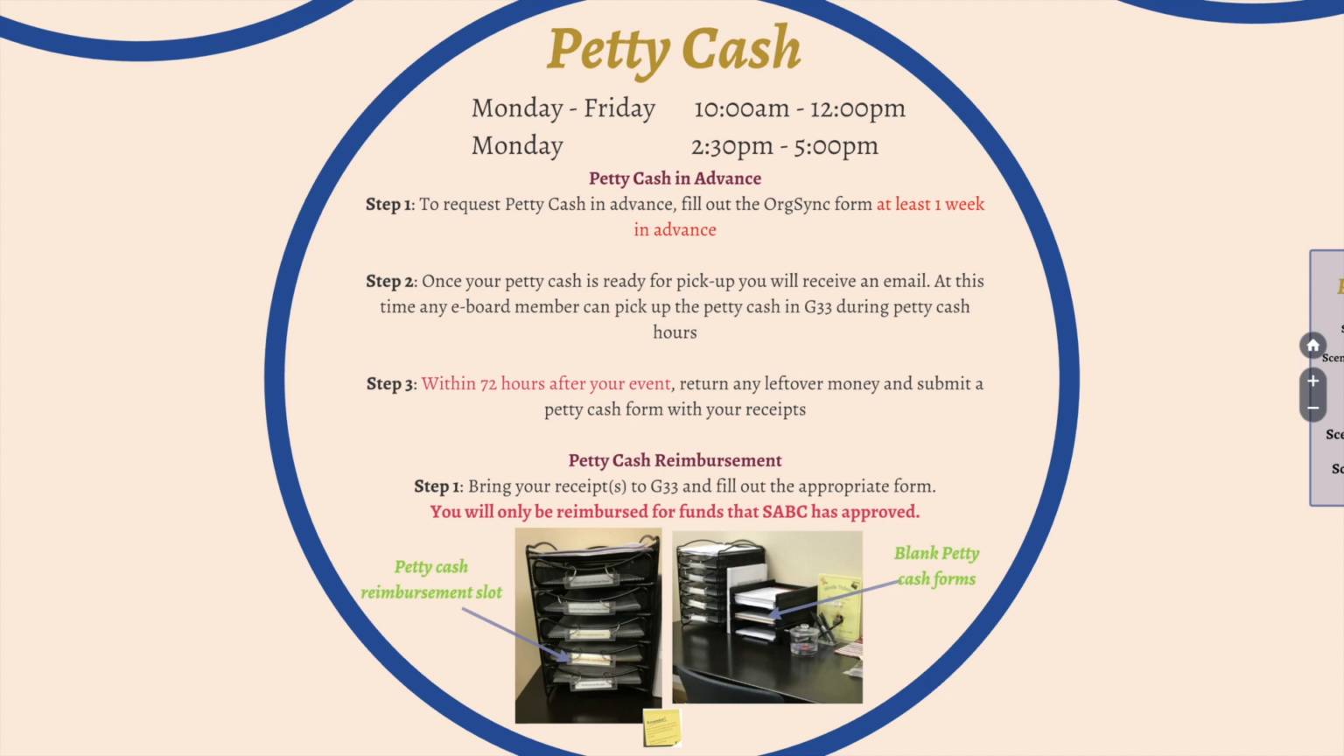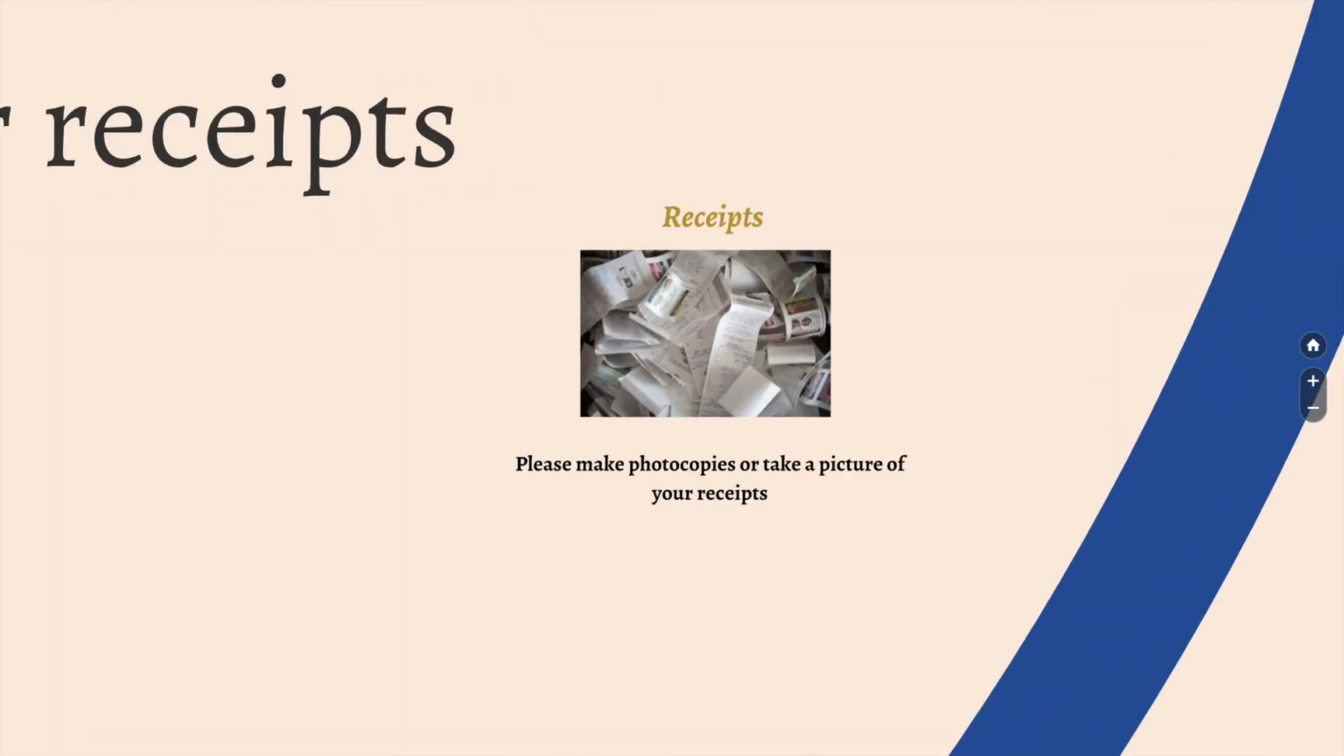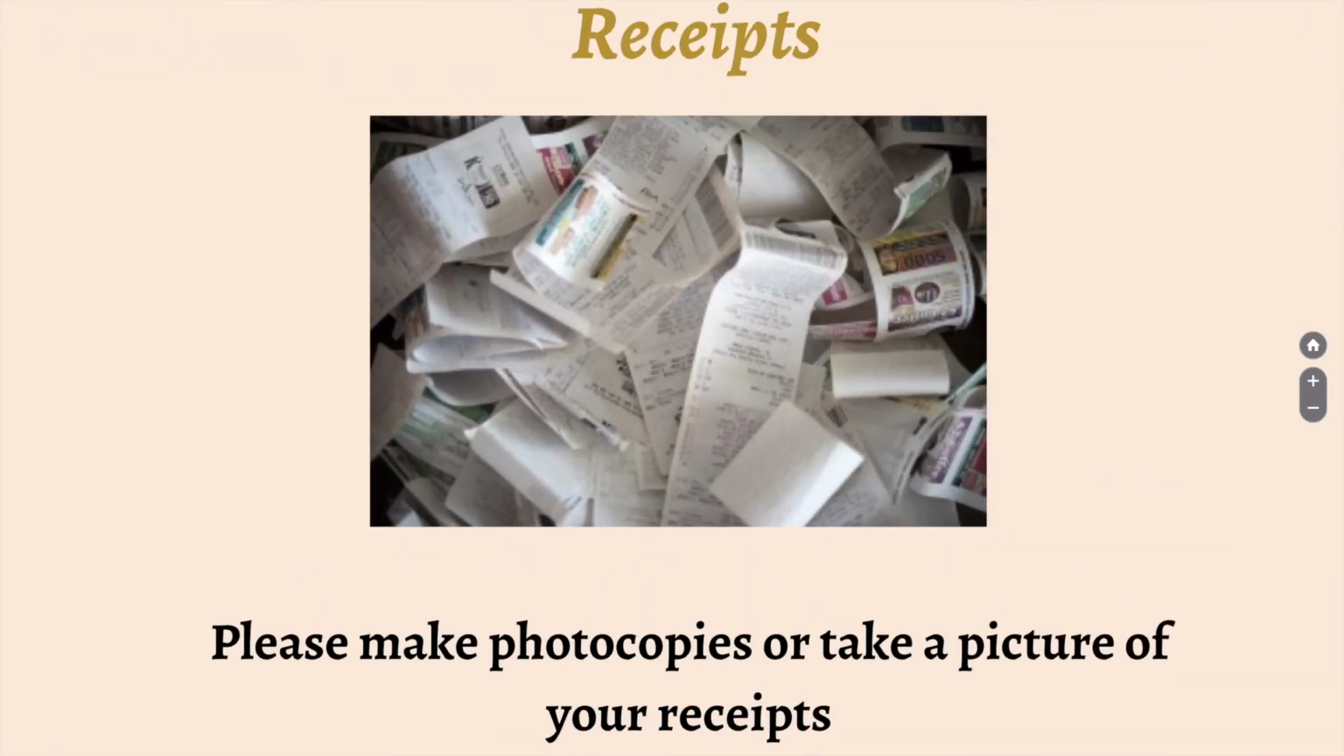If you need a petty cash reimbursement because you've spent your own funds, you'll bring your receipts to G33 and fill out the appropriate form from the cubbies on the table near the student worker desk. As a reminder, you will only be reimbursed for funds that SABC has already approved. You cannot purchase items with your own money and then appeal to SABC for the funding. Always make copies of your receipts for your own records.